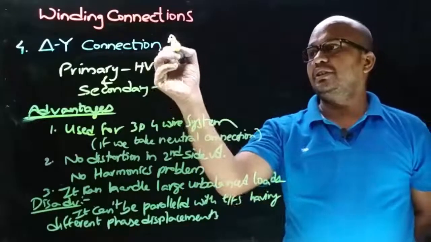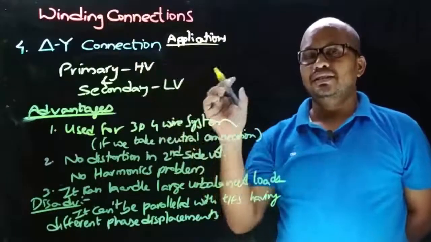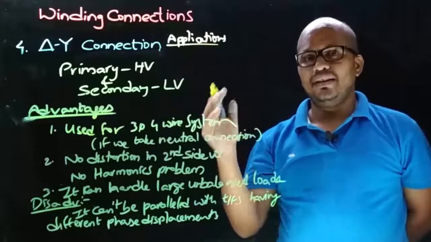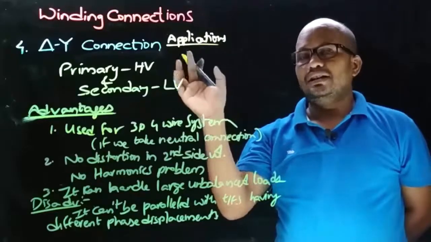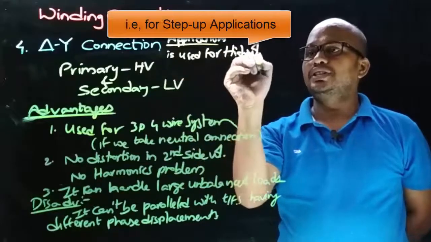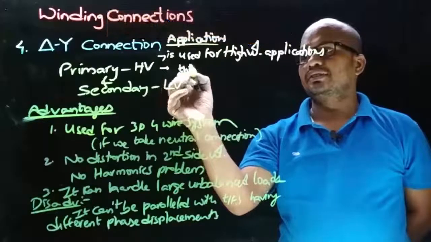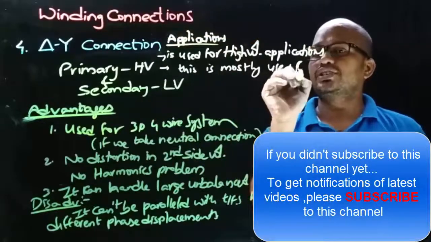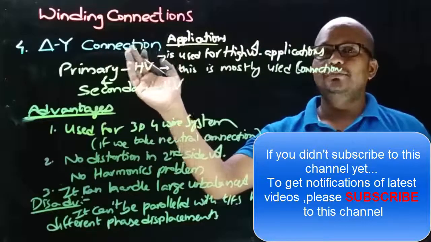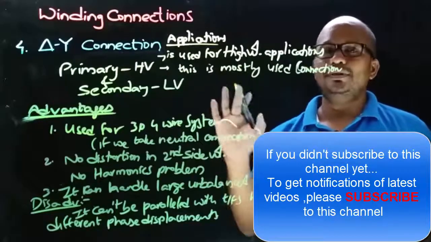And the applications are: we studied from the line voltage relation of delta star connection that the secondary side line voltage is equal to root 3 times K into the primary side line voltage, which means delta star connection is used for high voltage applications. And the other advantage is that this is the most used connection, because the secondary side having star connection can be used for supplying the 3-phase 4-wire system. Okay, so this is about delta star connection.